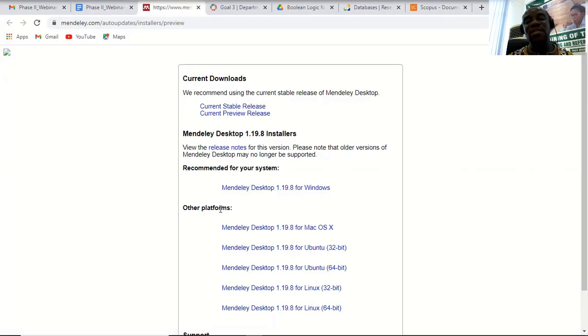And you can see below it says other platforms. So if someone is using a Mac OS X, this is their version. Ubuntu, like that, Linux. So when you go, make sure you are under the recommended for you, and then you click whatever version is recommended for your operating system.